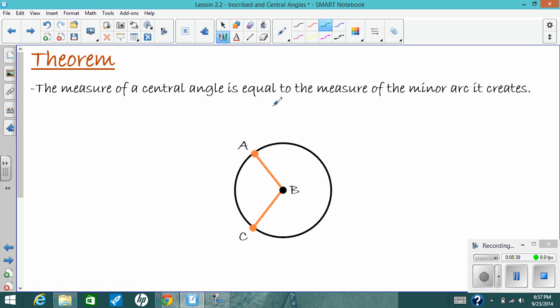And it's another theorem, and it's a pretty easy one. The measure of this angle, angle B or angle ABC, is equal to the measure of the arc that it creates. So this minor arc AC. So we can say that the measure of angle B is equal to the measure of arc AC.